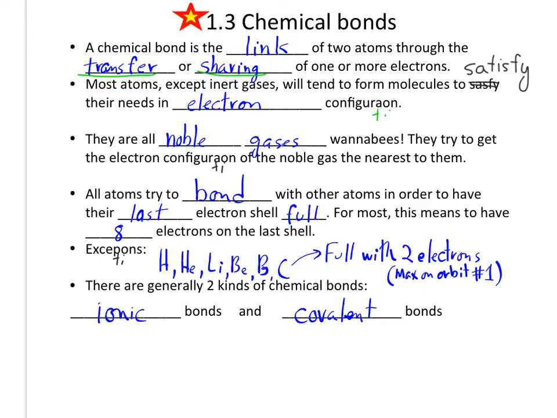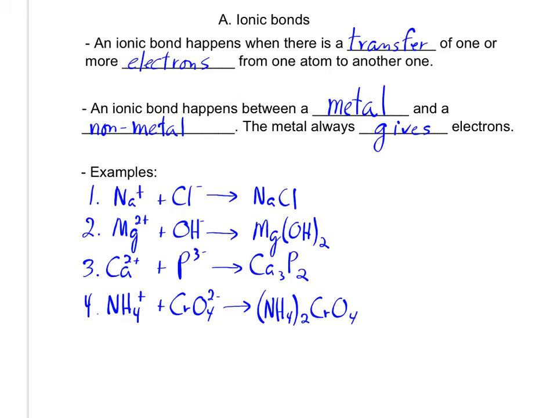And there are generally 2 kinds of chemical bonds. It's either ionic or covalent. Let's begin with the ionic bond. This is the type that happens when there is a transfer of one or more electrons from one atom to another one. And an ionic bond happens between a metal and a non-metal. So this is a very important clue.